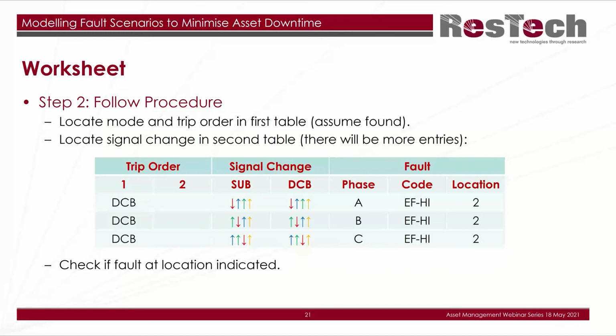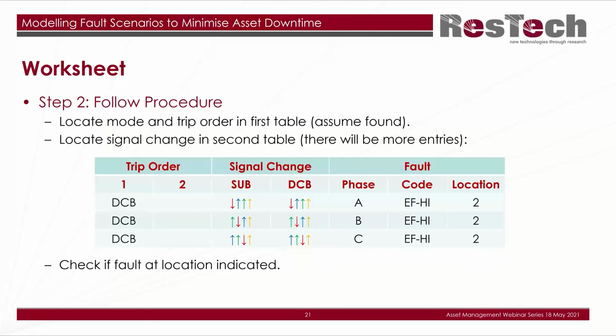It is possible that a particular fault scenario might not necessarily have a trip order found in that table, depending upon the fault scenarios that are modeled. But for the general part, it will be found. And if it's not, there are other things to look at.